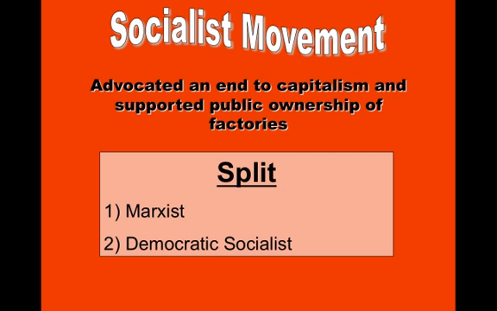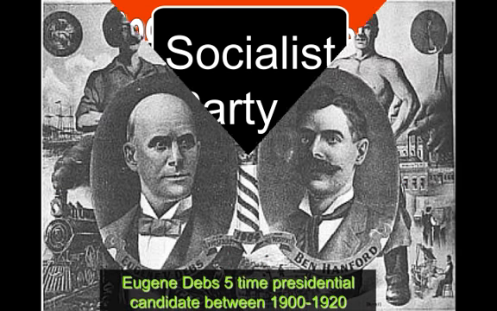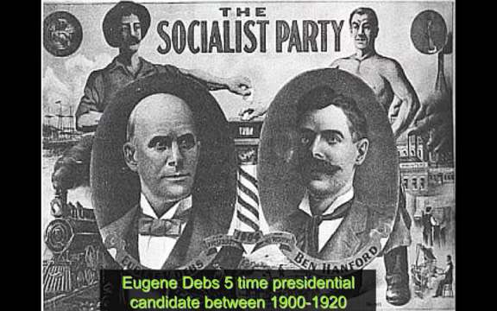You should get candidates who run under socialist principles, and they actually formed a political party, the Socialist Party of America, SPA, and they ran people, and one of the people that they ran was a guy you all should remember from the Pullman strike, Eugene Debs.